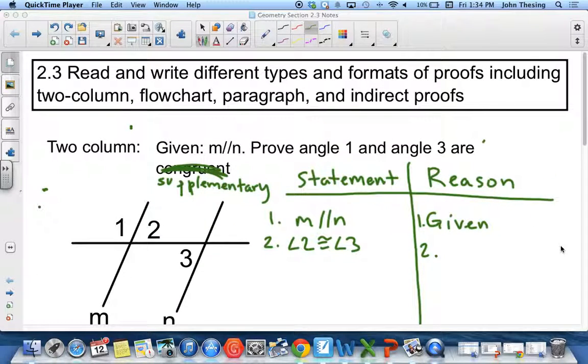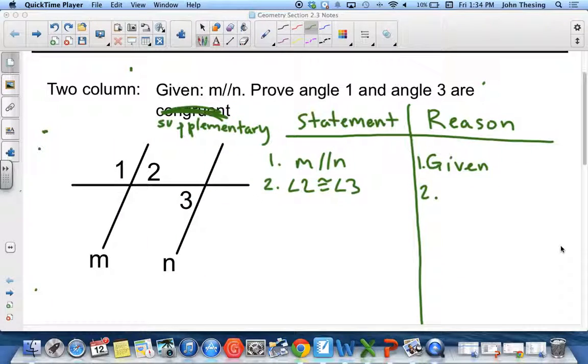Okay, so we're on 2.3. Sorry, I just started recording. So here's our two-column proof.